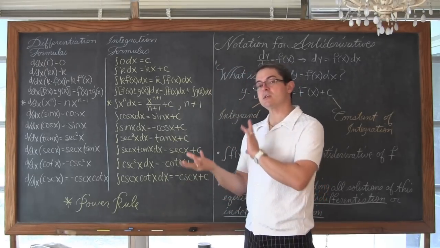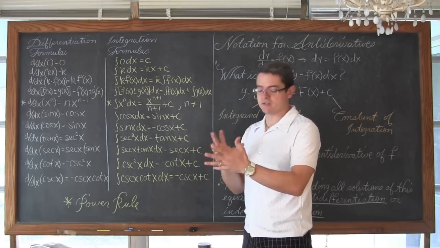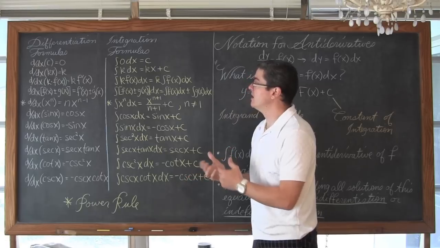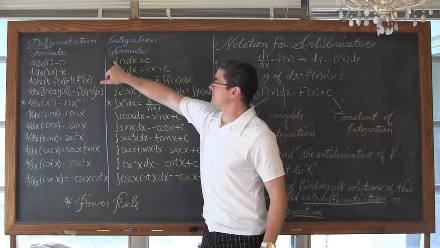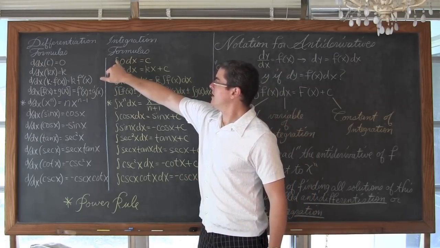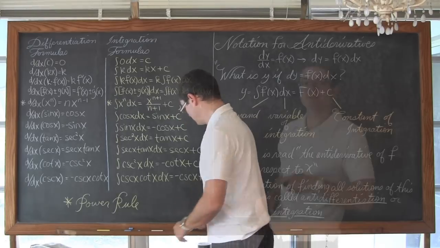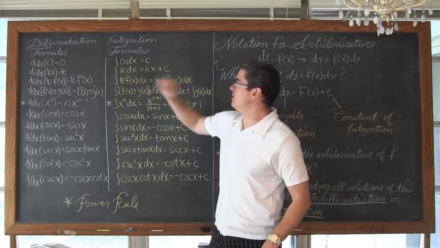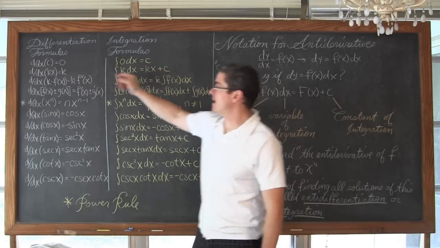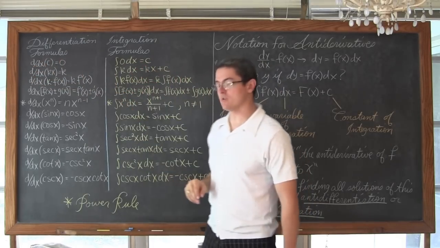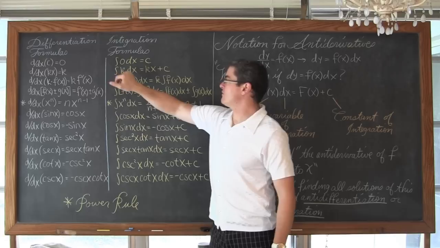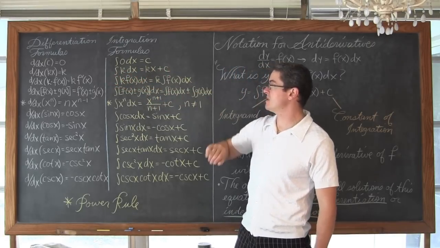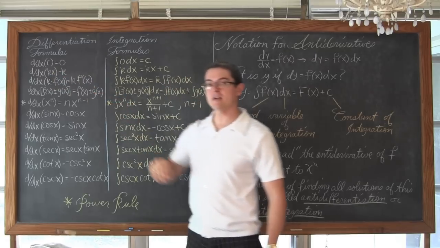Now, indefinite integration is just the opposite of doing the derivative. So the indefinite integral of 0 with respect to x is equal to c, just the opposite of the derivative of c is equal to 0. We have the integral of k dx is equal to k times x plus c. Again, just the opposite of finding the derivative.